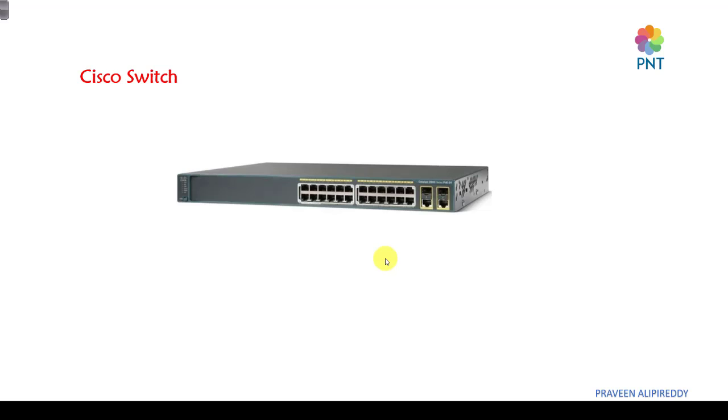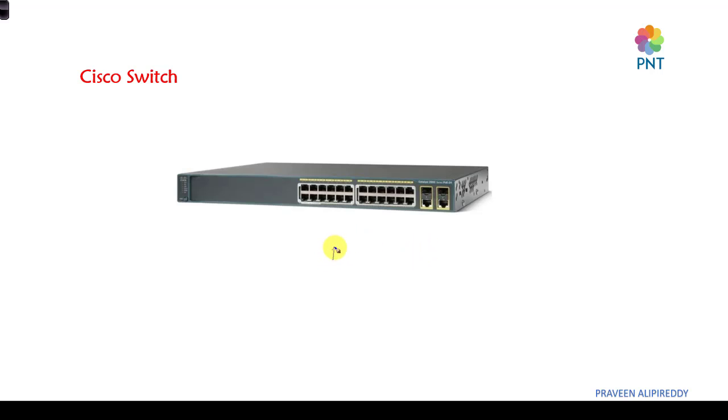Let's talk about network devices. In order to build a network, what are the different types of components we are going to use? First we'll talk about a device called a switch. A switch is a device which is going to provide you the centralized location in order to build a local area network.